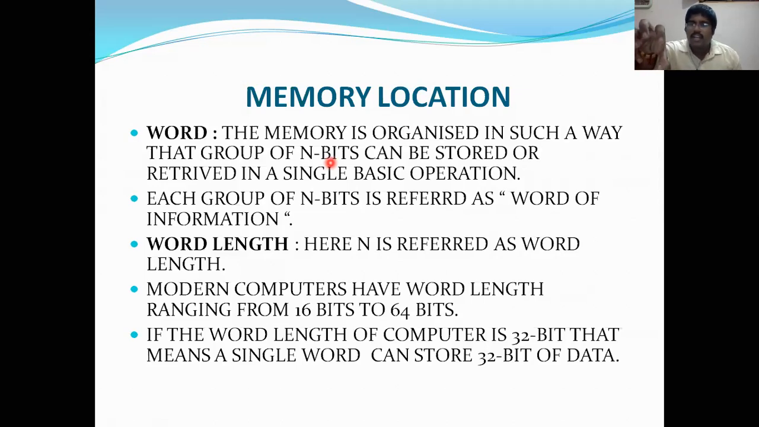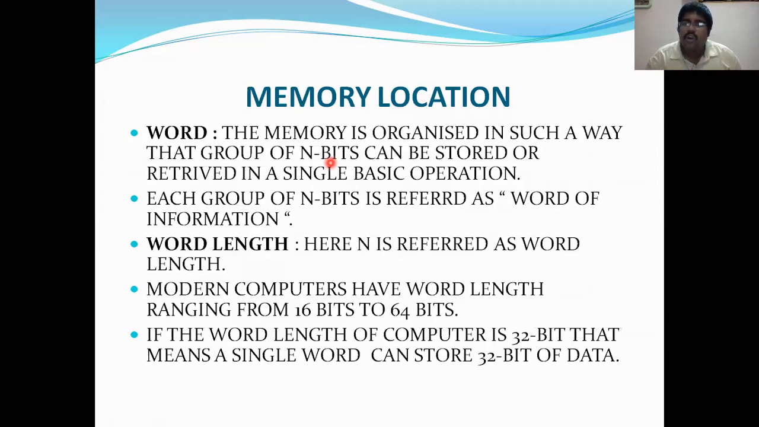Whenever I try to take the value, if it is a 32-bit register, all the 32 values will come at a time, but not 4 values, 6 values, 8 values. If it is a 16-bit register, whenever I try to take those values, all the 16 values are going to come at a time. So this is called as word.